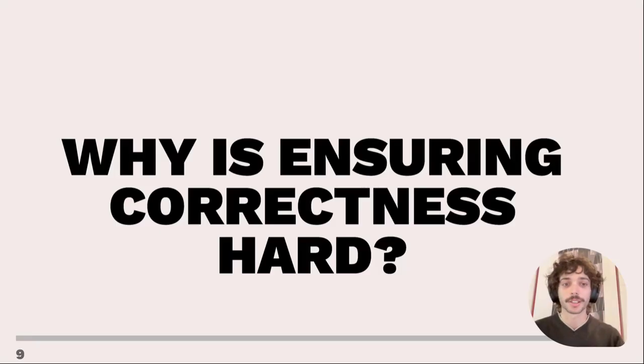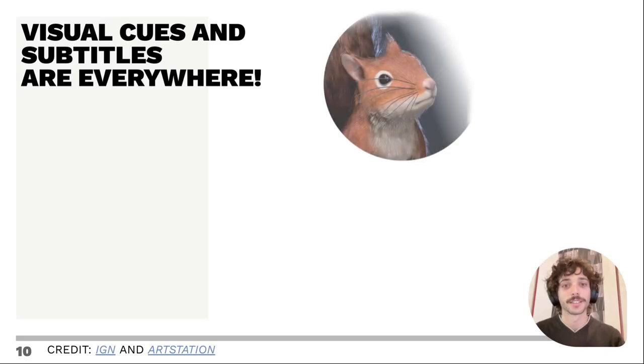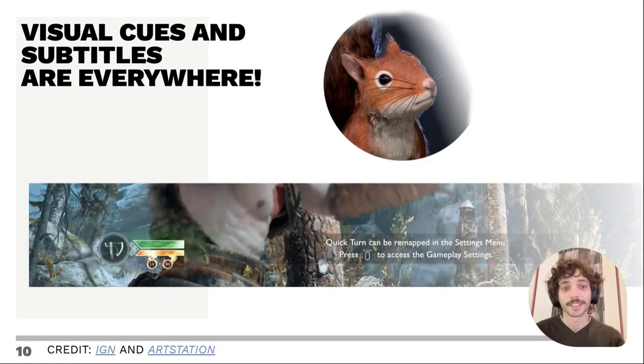Why is ensuring correctness hard? Visual cues and subtitles are everywhere. Say, for instance, you're playing Baldur's Gate 3 and you can speak to animals, and you will know you can speak to squirrels in Baldur's Gate 3 with branching dialogue. All of these dialogues and subtitles have to be verified. There's text in just about every part of the game, from the tutorial to the end of the game. So in God of War, we can see some text talking about quick turn.